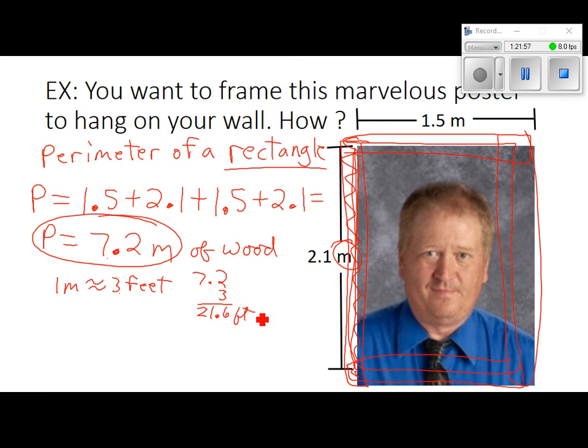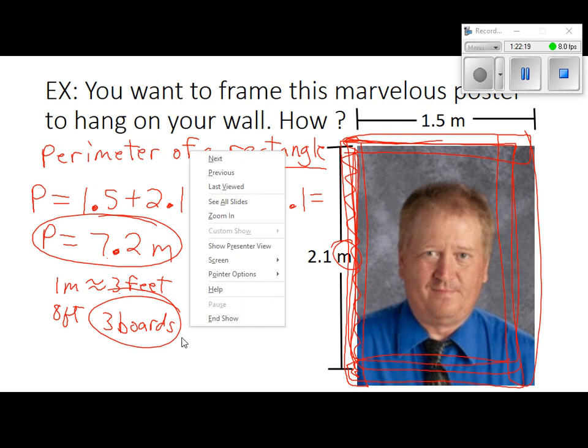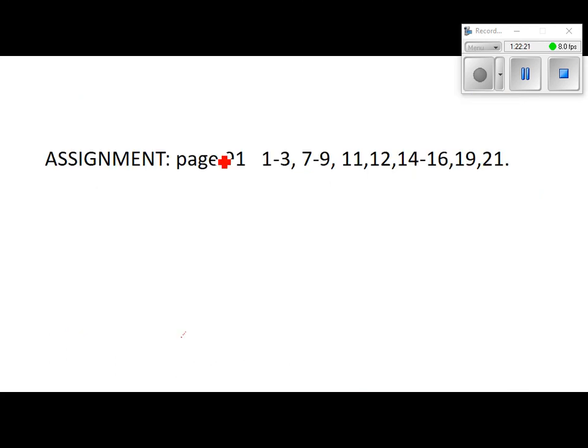So if we were buying 8-foot boards, because that's normally what a board comes in, a normal length is about 8 foot long, well, we'd need probably about 3 boards. So we'd need about 3 8-foot boards to be able to put the frame around this picture so you can hang it up on your wall. That's the assignment.